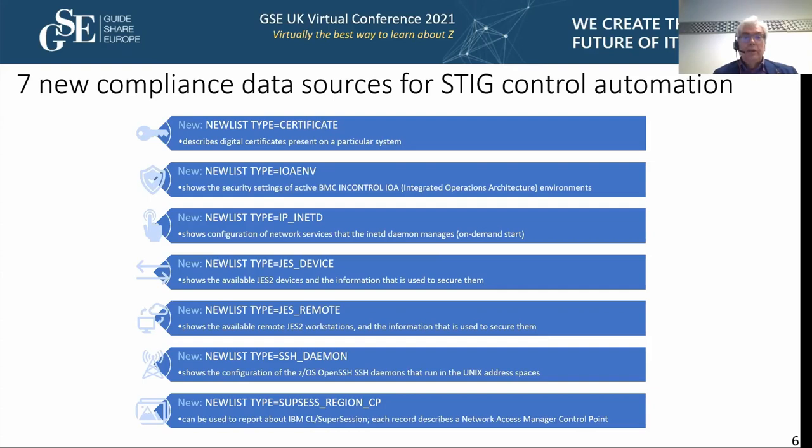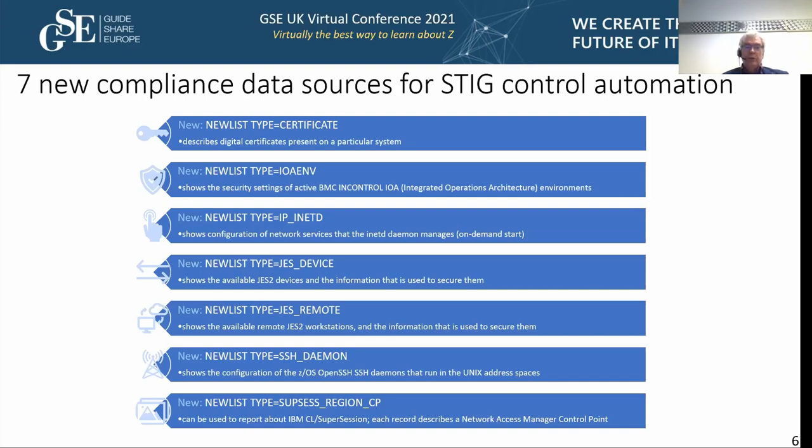Next one is the Integrated Operations Architecture from BMC in control. There's a number of controls around that. I'll come to that shortly. Then we have the INetD daemon. I'll talk about the on-demand start of daemons and how the INetD configuration regulates that. Then we have the JES device and the JES remote.